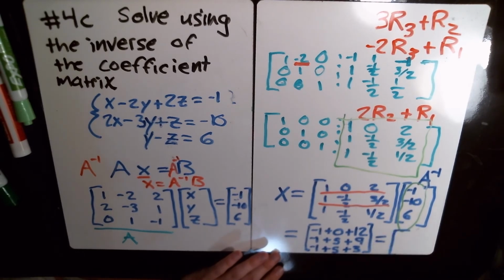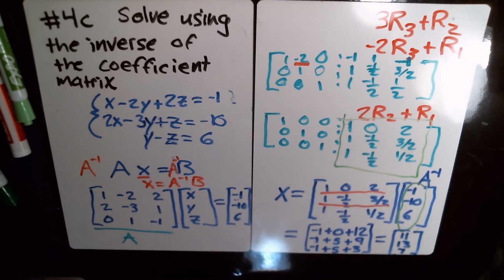So what's our answer here? It's 11, 4, so 13, and 7. Okay. So what does that mean? It means that x is 11, y is 13, and z is 7.